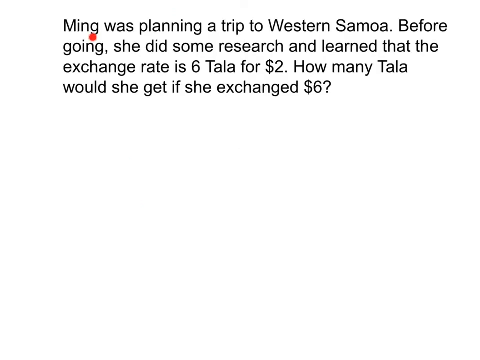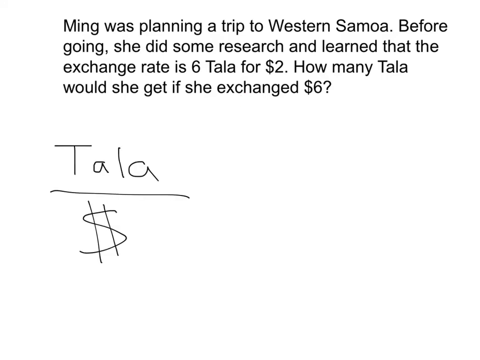Let's try another. Ming was planning a trip to Western Samoa. Before going, she did some research and learned that the exchange rate is 6 tala for $2. Tala is the currency of Western Samoa. How many tala would she get if she exchanged $6? All right, first, let's set up ratios dependent on what 2 things we're comparing. And we can see up here that we're comparing the tala with the dollar. So here I set up a ratio, tala with the dollar.